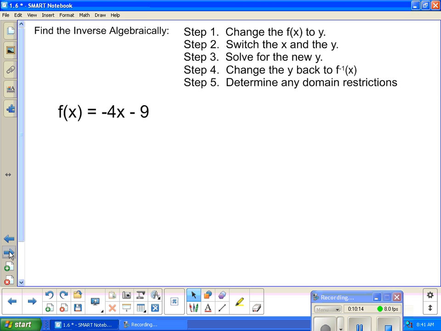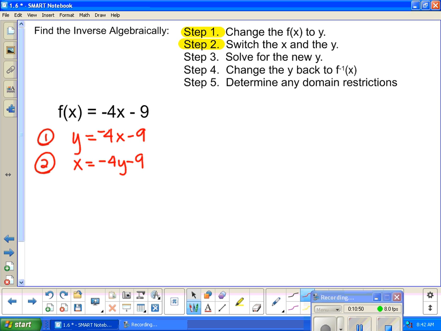Okay, so first step, step one, we want to change the f of x to y. It just makes our math easier and a lot less messy. Step two, we want to switch the x and y. So let's do those first two steps. Step one, change the f of x to y. This is step one. Step two, switch the x and the y. Now we're going to move on to step three, which means solve for the new y.